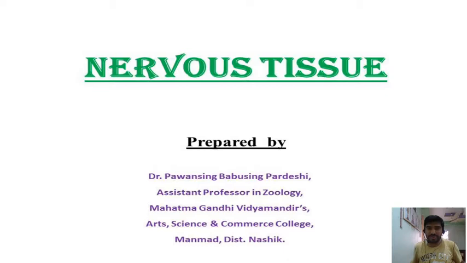I am Dr. Pardeshi. Today I will discuss the nervous tissue. Nervous tissue is a special tissue, like muscular tissue, with the special properties of irritability and conductivity. Because of these properties, nerve cells are capable of receiving information from the external and internal environment.